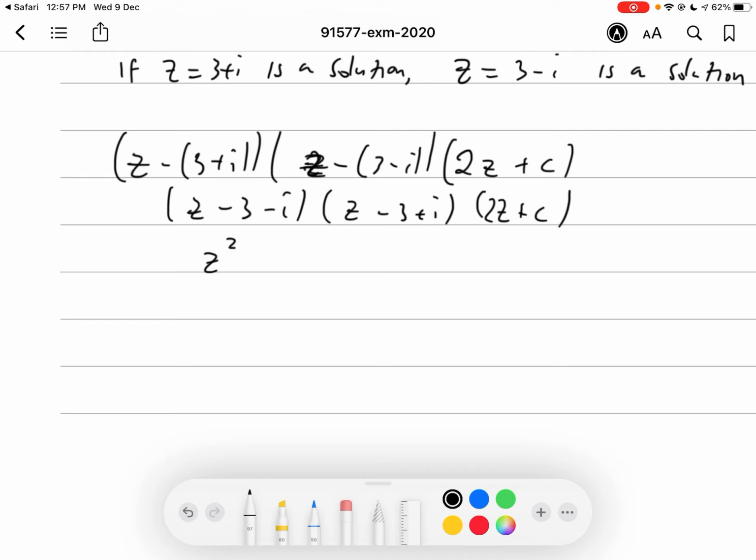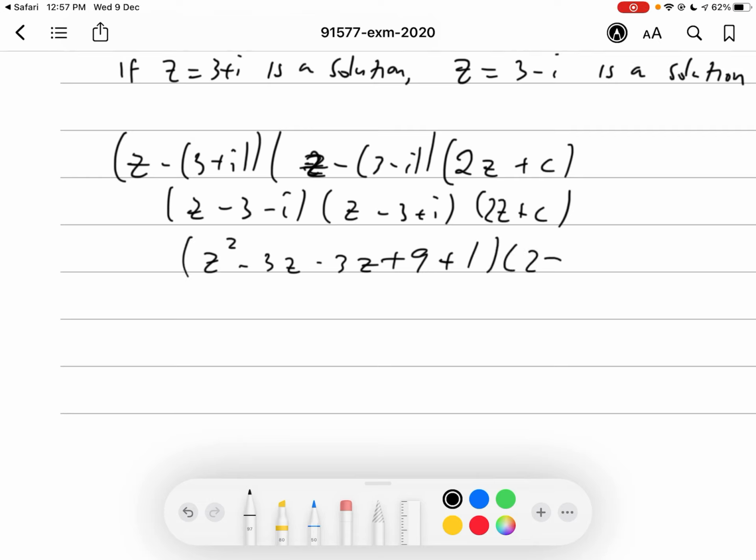So z times z is z squared. z times negative 3 is negative 3z. z times i is zi, we're going to ignore that. Then negative 3 times z is negative 3z. Negative 3 times negative 3 is plus 9. Negative 3 times i is negative 3i, we're going to ignore that. z times negative i is negative zi, we're going to ignore that. And negative i times negative 3 is 3i, we're going to ignore that. Negative i times i is negative i squared, which is plus 1.